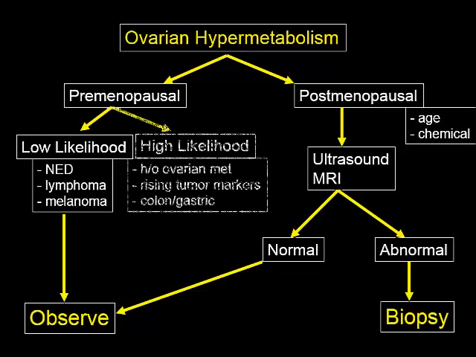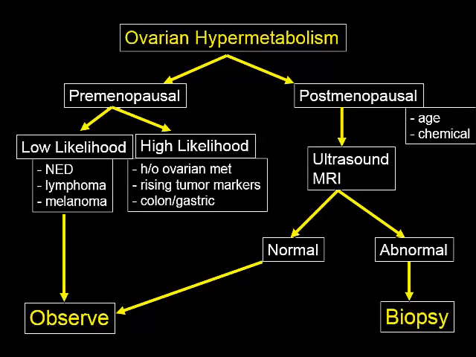There's always going to be an intermediate category, somebody who is on the younger side of things, but perhaps has a type of tumor that would have a propensity to go to the ovary, like a history of ovarian metastatic disease, rising tumor markers with no other explanation, colon and gastric carcinoma. It may be reasonable in those scenarios, even if the patient is on the younger side of things, to go ahead and pursue that with anatomical imaging in order to make sure that there's nothing going on in the ovary.